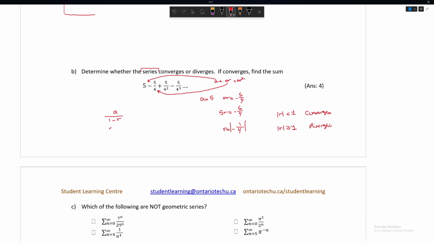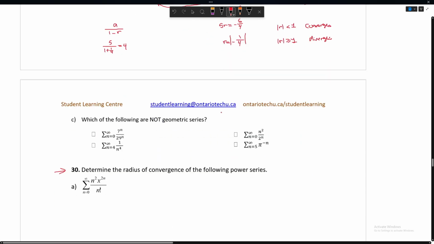And so my a is 5 over 1 minus my r, which is negative 1 over 4. And so this is plus 1 over 4. Let me actually put it in the calculator. 5 divided by 1 plus 1 over 4. This equals 4, which is our answer. So that's right. All right.